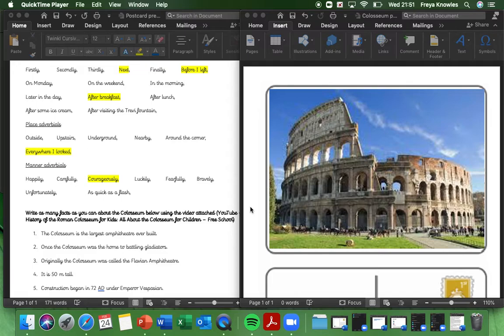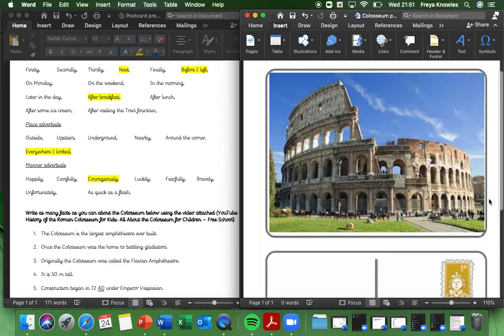If you can fit any more in, then that's great. But we do want it to flow like a postcard. We don't want it to seem like it's just full of fronted adverbials. I also asked you to write as many facts as you could from the video which I gave you yesterday about the Colosseum, and then choose 5 that you would like to use. So as you can see, I've got 5 here that are my 5 facts that I've chosen to use, but you probably have some different ones and that's fine too.